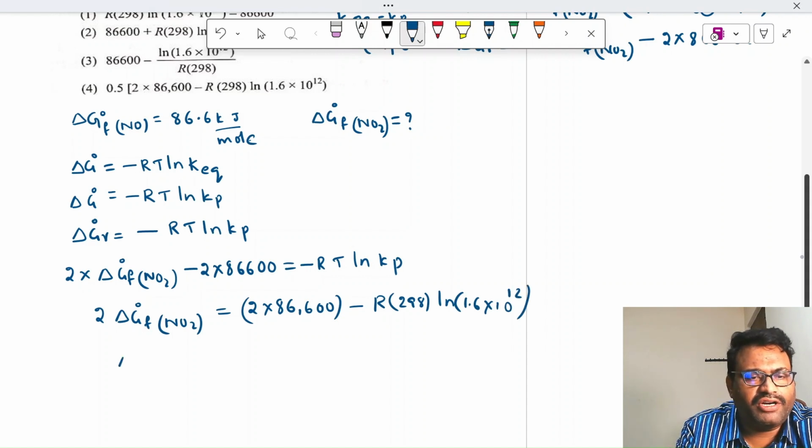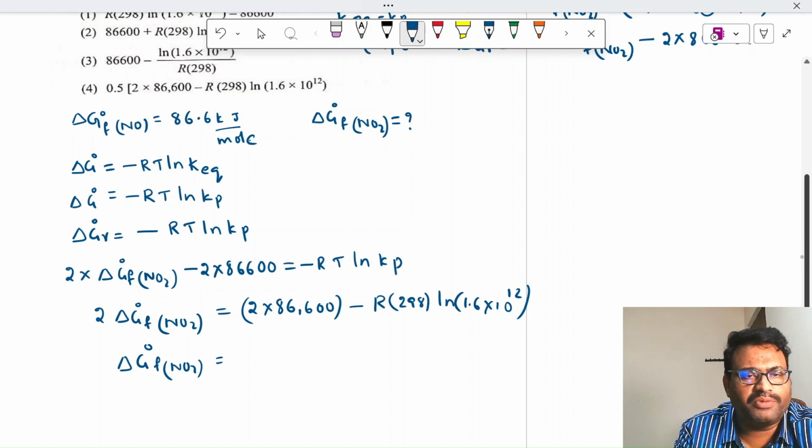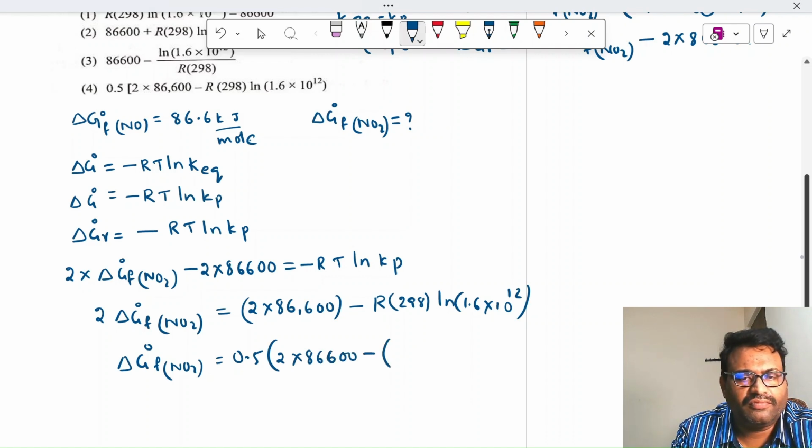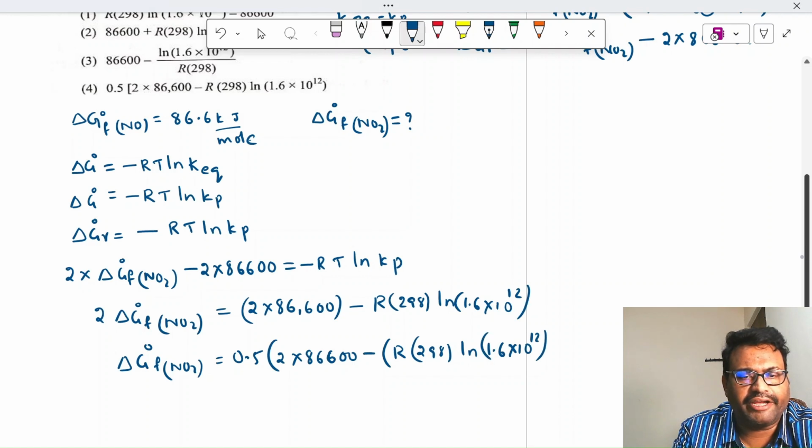Then I want only delta G naught F NO2. If this 2 comes to this side, it becomes 1 by 2, which means 0.5. So 0.5 into 2 into 86,600, minus R into 298 into log 1.6 into 10 power 12. Okay.